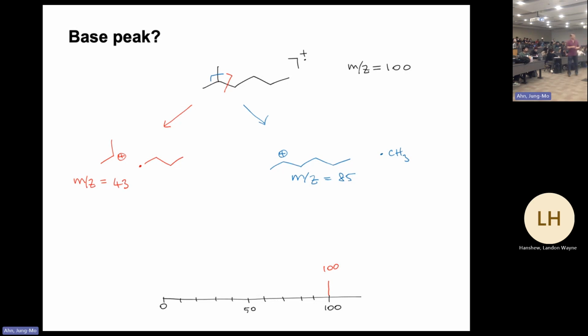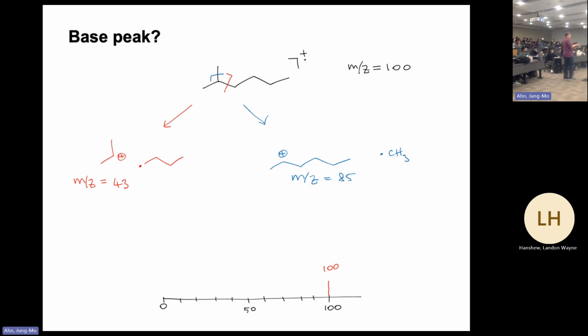Looking at this side, that's a secondary carbocation, and this one is also a secondary carbocation, so we're not distinguishing stability between the two fragmentations. But the radical stability is different. There's a primary radical here, and a methyl radical there. Considering radical stability, the more substituted radicals are more stable, so this one is more stable than the other.